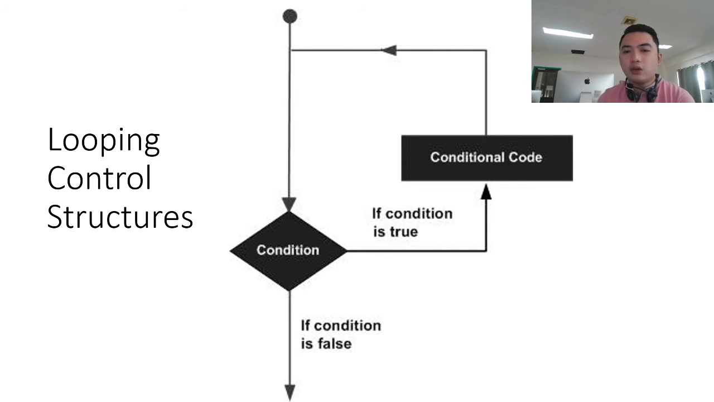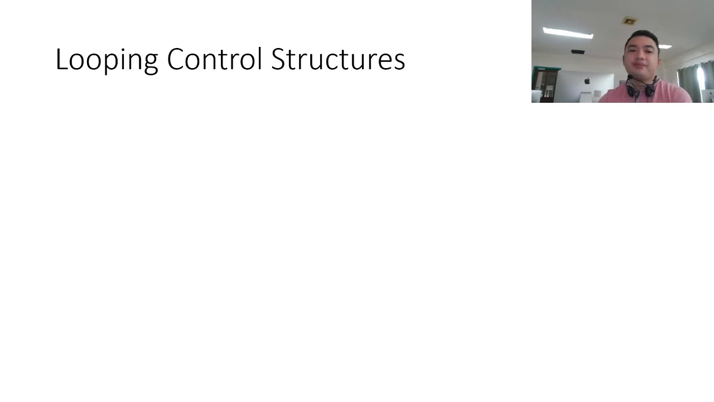So it will repeat the codes, and then it will go back to the condition. And if the condition is still true, it will execute again the same code, and it will go back to the condition. Until such time that the condition is false, the loop will terminate. That is the ending or the termination of the loop structure. The condition will be evaluated to false, and the loop statement will be terminated.